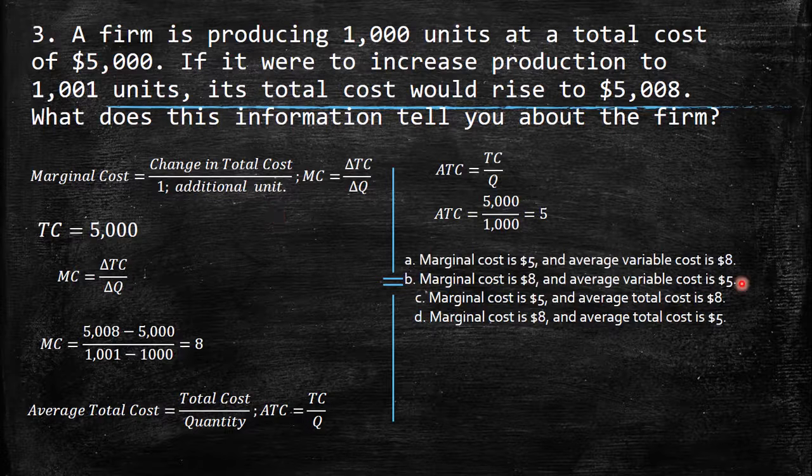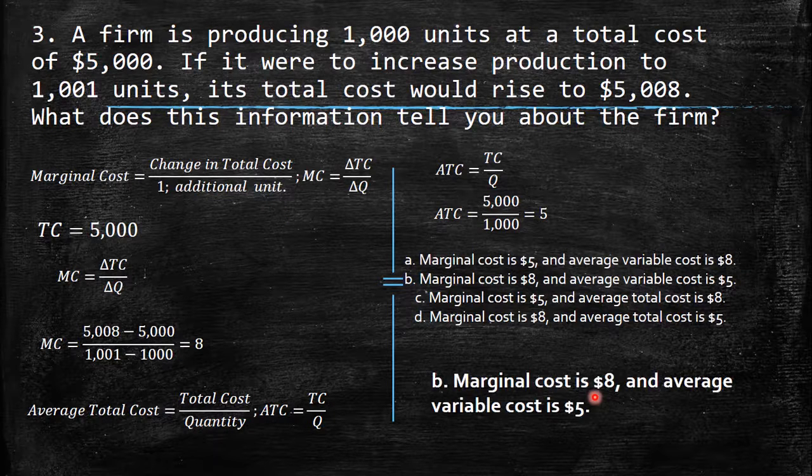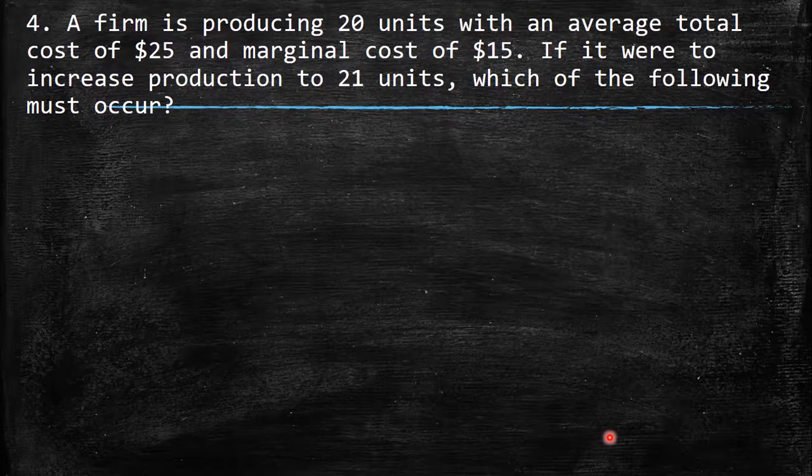Then we have these options. So naturally we're going to choose this one when the marginal cost is 8 and the average variable cost is 5. Then a firm is producing 20 units with an average total cost of $21 and marginal cost of 15. If it were to increase production to 21 units, which of the following must occur?